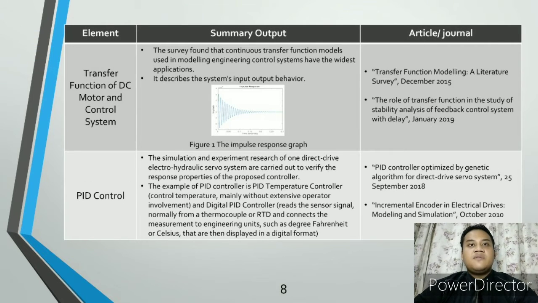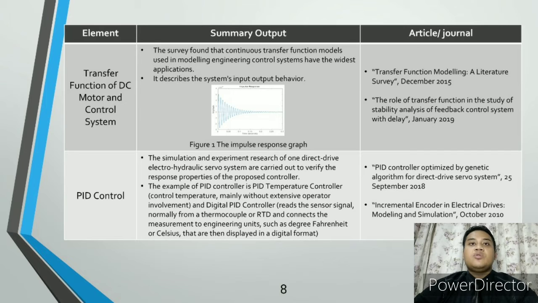And number 3 is transfer function of DC motor and control system. The survey found that continuous transfer function models used in modeling engineering control systems have the widest application. It describes the system input-output behavior. As you can see on the slide, there's a figure that represents the impulse response graph. And this article about transfer function of DC motor and control system I get from the transfer function modeling, a literature survey, and the role of transfer function in the study of stability analysis of feedback control system with delay.